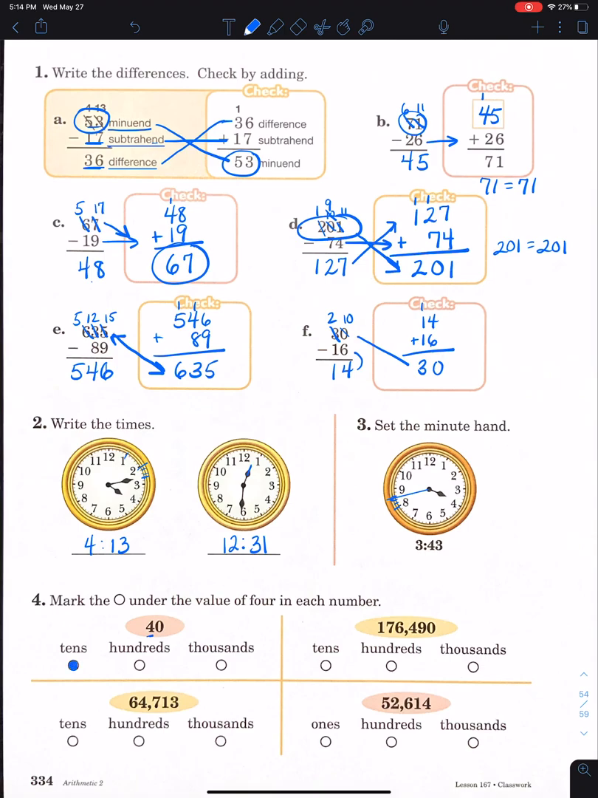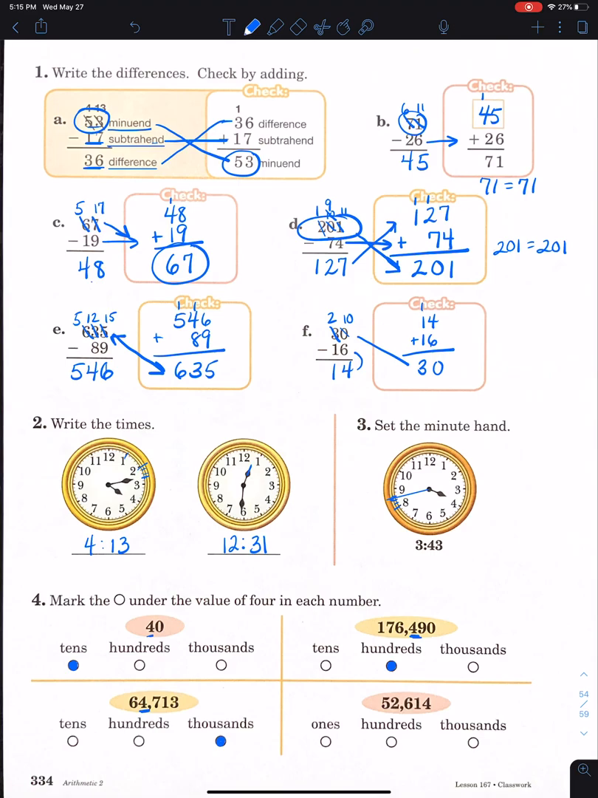The next one, the 4 is in which place? Tens, hundreds, or thousands? This is in the hundreds place. The next one, we have 64,713. What place is the 4 in? It's in the thousands place.